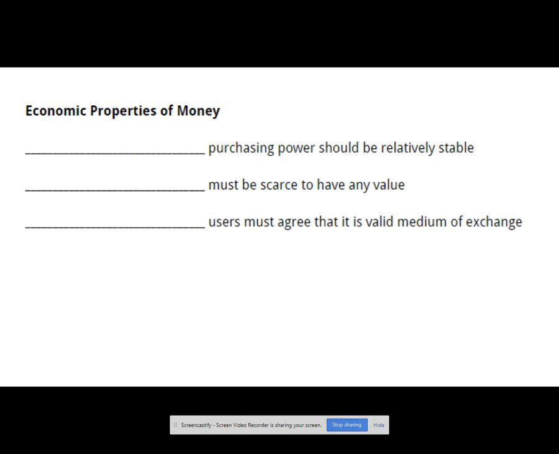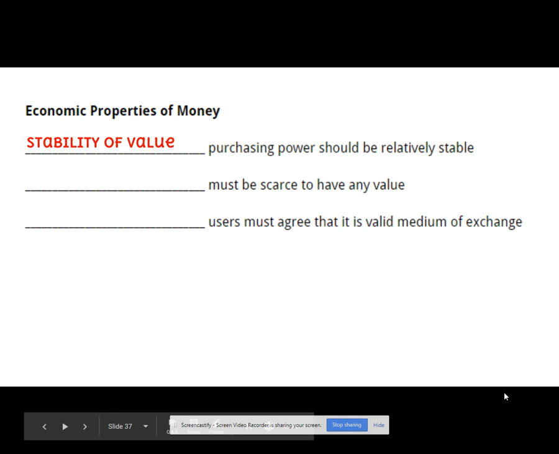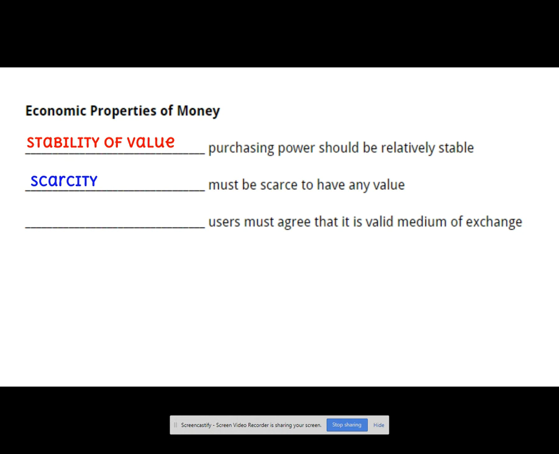Next up, we have the economic properties of money. Well, it has to have some stability of value. Yes, we have inflation, but it's not something where the dollar is worth a penny one day and $17 the next day. It's relatively stable. It has to be scarce, right? So you can't, everybody doesn't have $1 billion. I mean, it would be nice, obviously, but if everybody had unlimited access to money, the value of the dollar would go down. So it does have to be scarce.